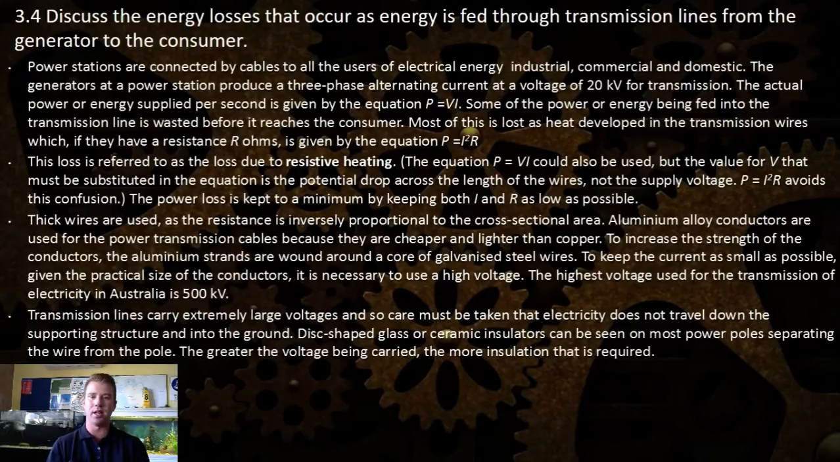Transmission lines carry extremely large voltages, and so care must be taken so that the electricity does not travel down the supporting structure into the ground. Disc-shaped glass or ceramic insulators can be seen at most power poles, separating the wires from the pole. The greater the voltage being carried, the more insulation is required.